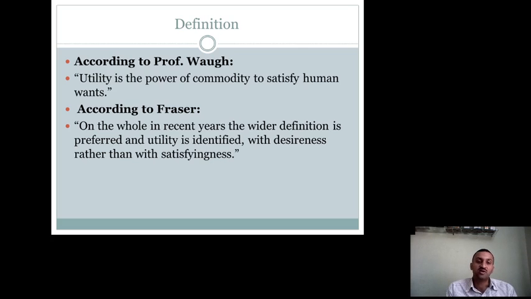The next definition is given by Fraser, who says that on the whole, in recent years, the wider definition is preferred and utility is defined with desiredness rather than with satisfyingness. Here, he has given a link between desiredness and satisfyingness. The desire of the person and satisfyingness both are linked, is what Fraser says. So, these are some of the definitions about utility.